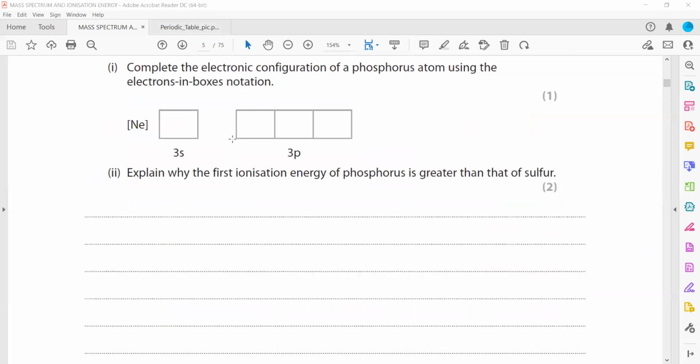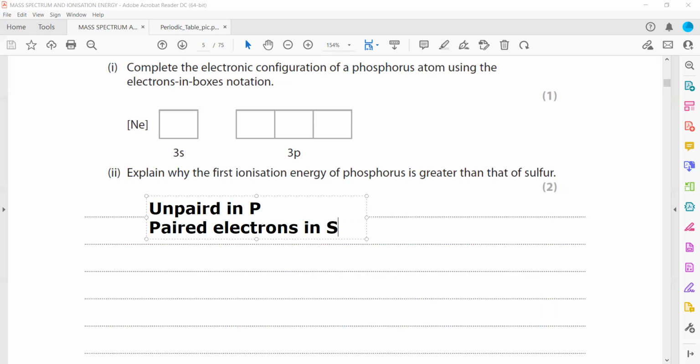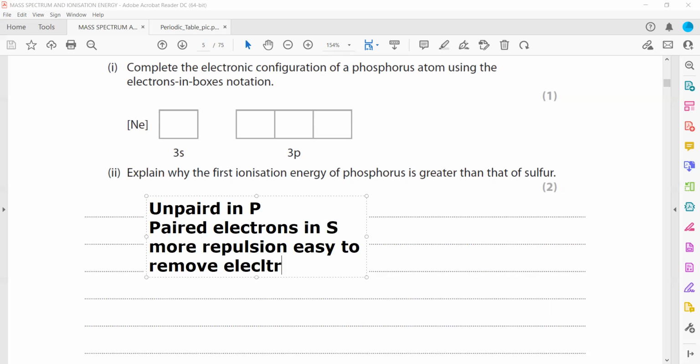2 marks. So one is for unpaired electrons in phosphorus, and there are paired electrons in sulfur, so they will have more repulsion. It will be easy to remove the electron, or a smaller amount of energy can remove the electron. Is it clear? Yes, sir.